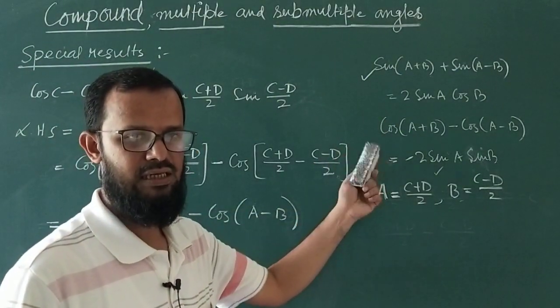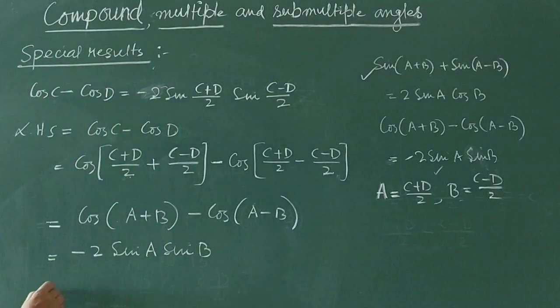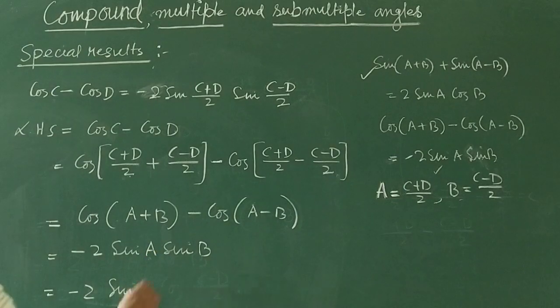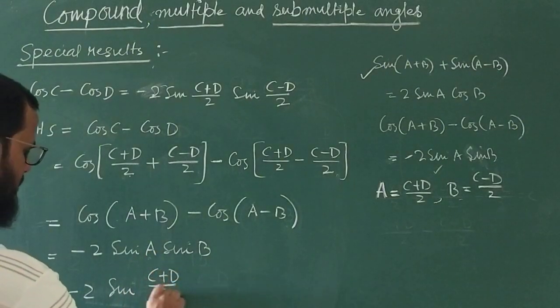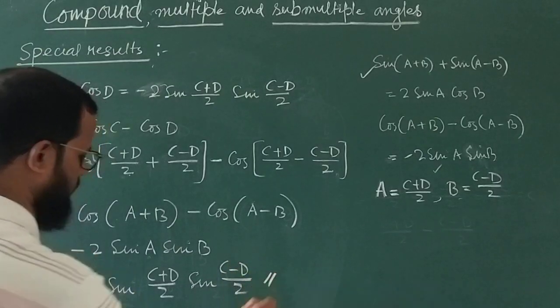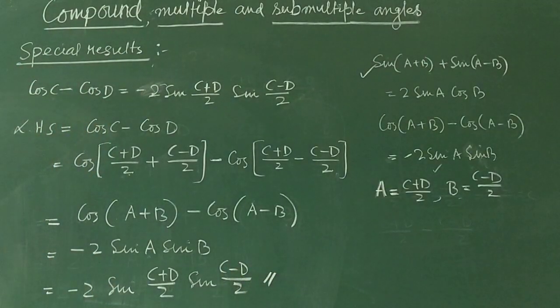I have used this result. And then you see, minus 2 into sin, what is a equal to? c plus d divided by 2, and b is c minus d divided by 2. So in this way you can prove all the results.